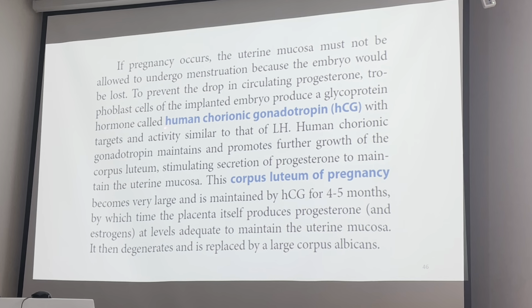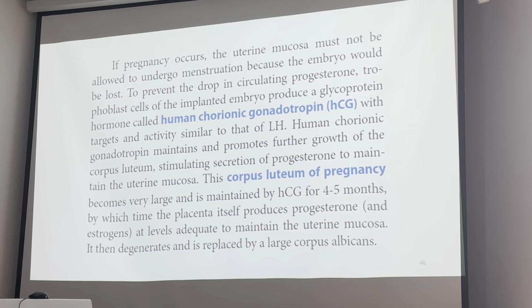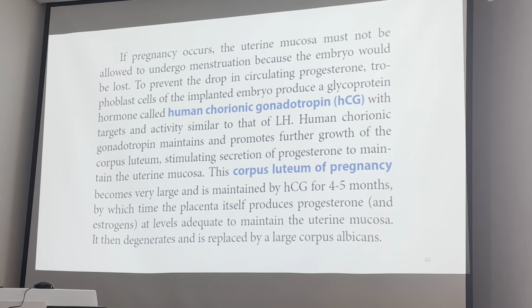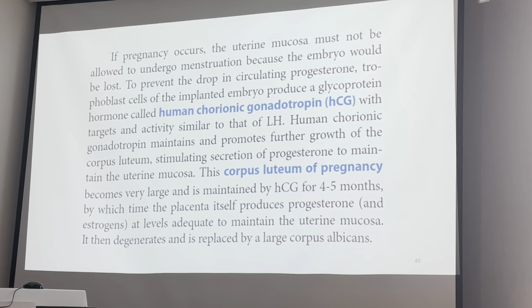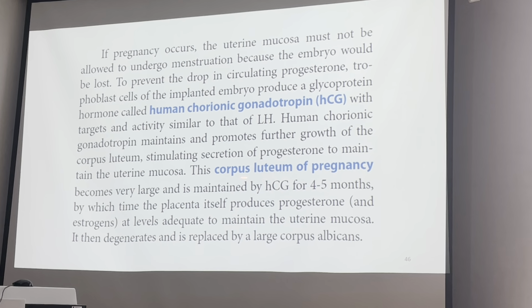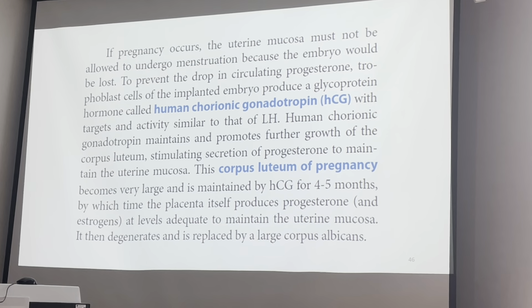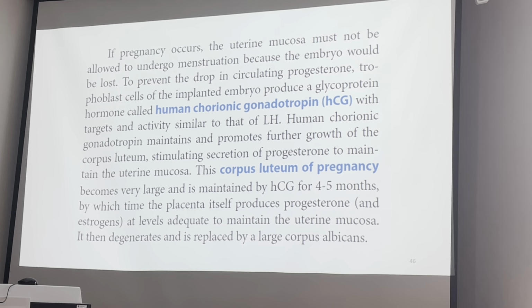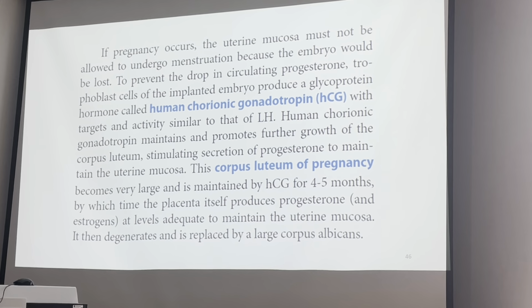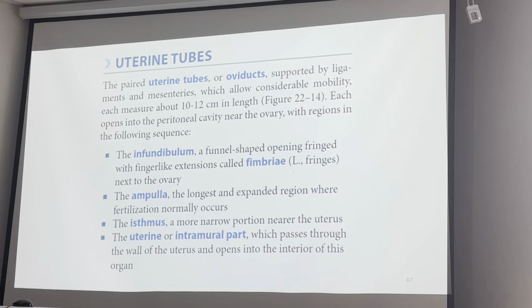Under the surge of human chorionic gonadotropin, which comes from the syncytiotrophoblast cells, the corpus luteum changes into the corpus luteum of pregnancy and continues the production of progesterone until the end of month 4 to 5, and after that changes into the corpus albicans.